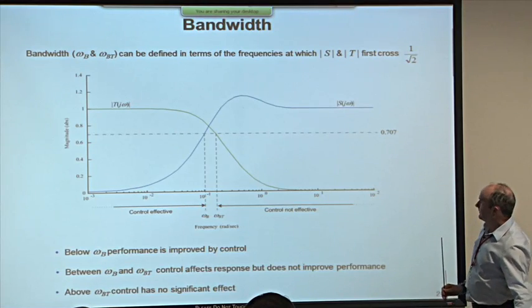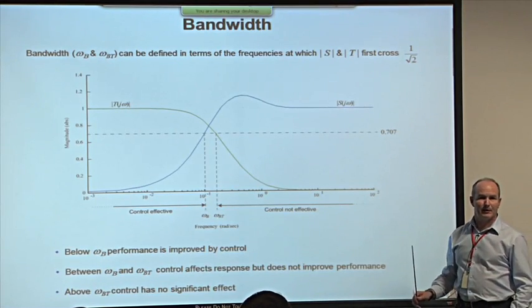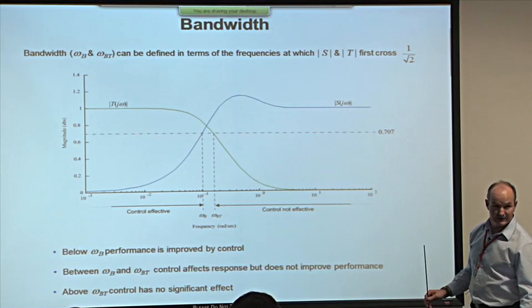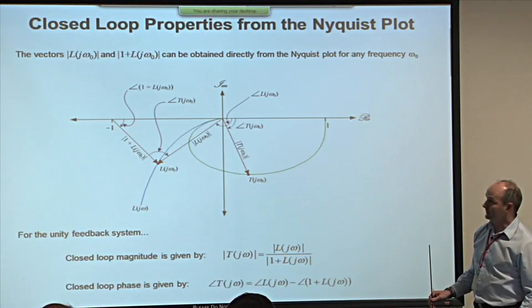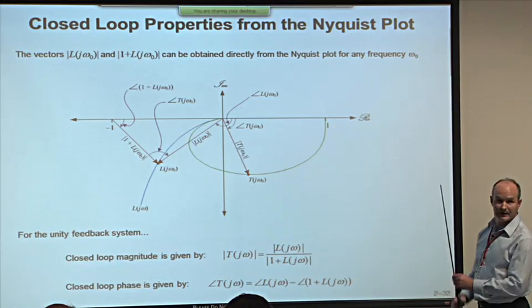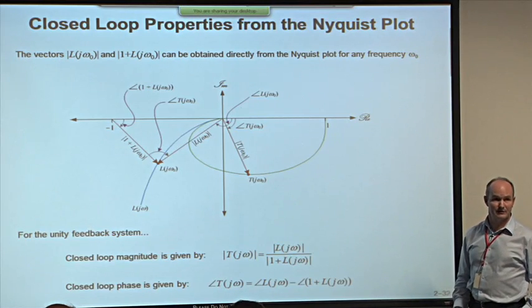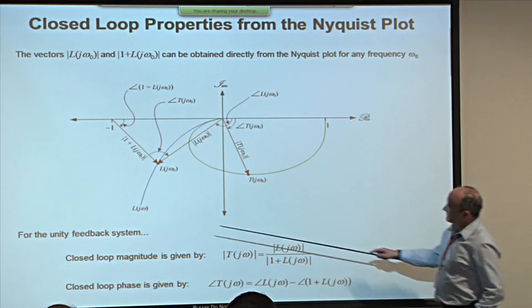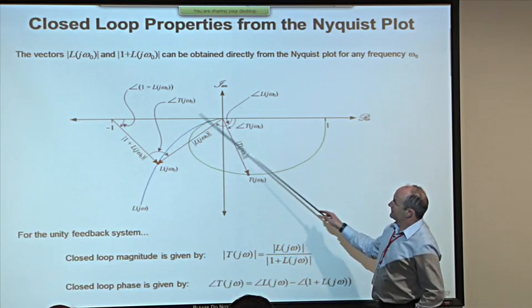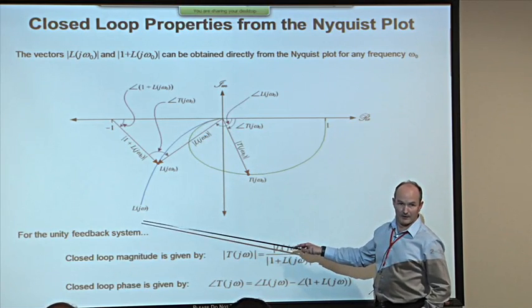Now, all of this looks fine in a plot like this, but it's even clearer, I think, from the point of view of the Nyquist plot. So I'm going to show you how these two transfer functions are related to the Nyquist plot. Here is the Nyquist curve. This is the open loop polar plot, right?